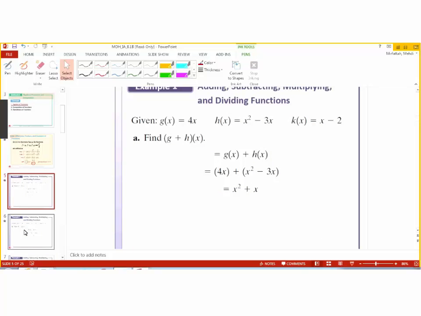So let's take a look at the example here. Given g of x equal to 4x, h of x is equal to x squared minus 3x, k of x is given to us as x minus 2. We want to find g plus h of x. So according to the definition we just learned, all it means is just add these two functions. You take g of x, which is 4x, and add it to h of x, which is x squared minus 3x, and we all should know how to add polynomials by now.